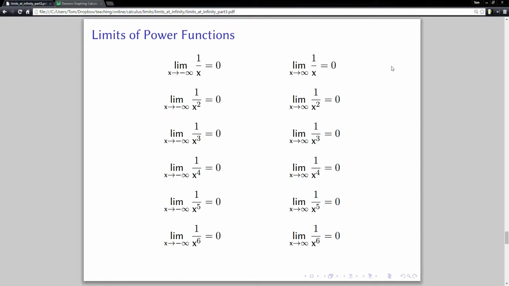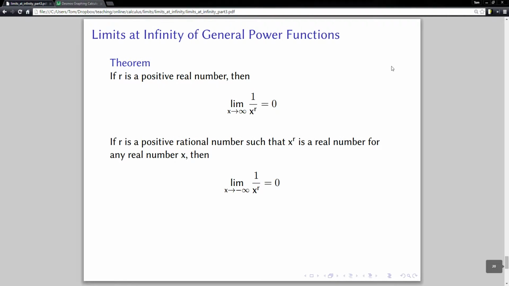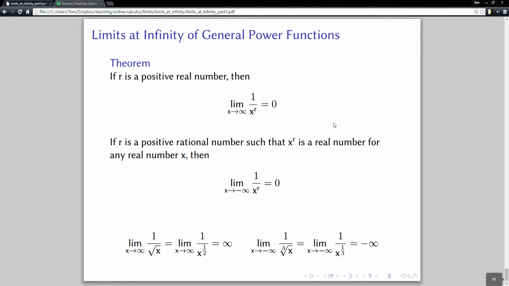So we're really going to rely on these facts and the other facts about power functions to compute limits as x goes to infinity of more complicated functions. In general, we can say the following facts. If r is any positive real number, then the limit as x goes to infinity of 1 over x to the r is 0. And for the other direction, the limit as x goes to negative infinity, we would need to make sure that x to the r is a real number for any real number x. So again, sort of the same situation that we had before.